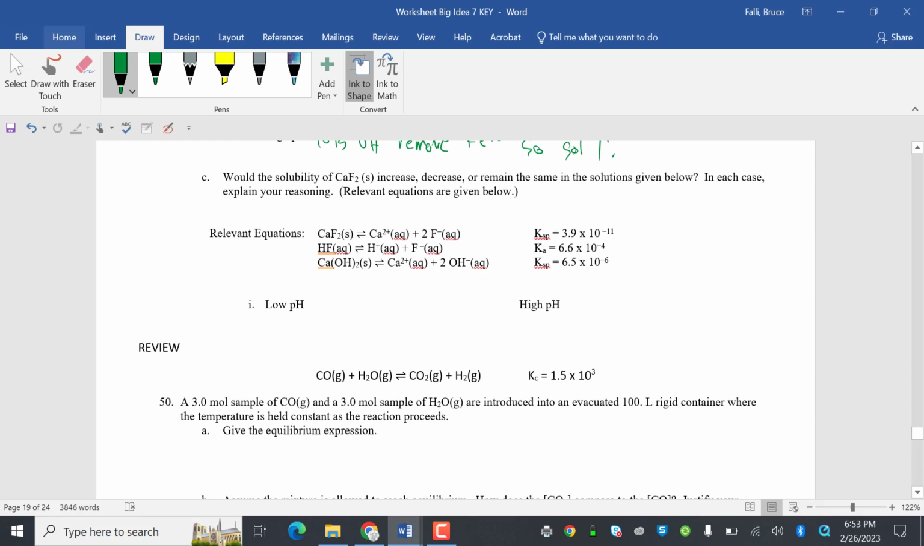All right. Will the solubility of CaF2 increase, decrease, or remain the same in the solutions given below? In each case, explain your reasoning. Relevant equations are given below. So low pH means lots of H positive. Lots of H positive means it's going to remove F negative. A high pH means lots of OH negative. Lots of OH negative means it's going to remove Ca plus 2. Oh, I gotta actually say increase solubility. Increase solubility. All right.